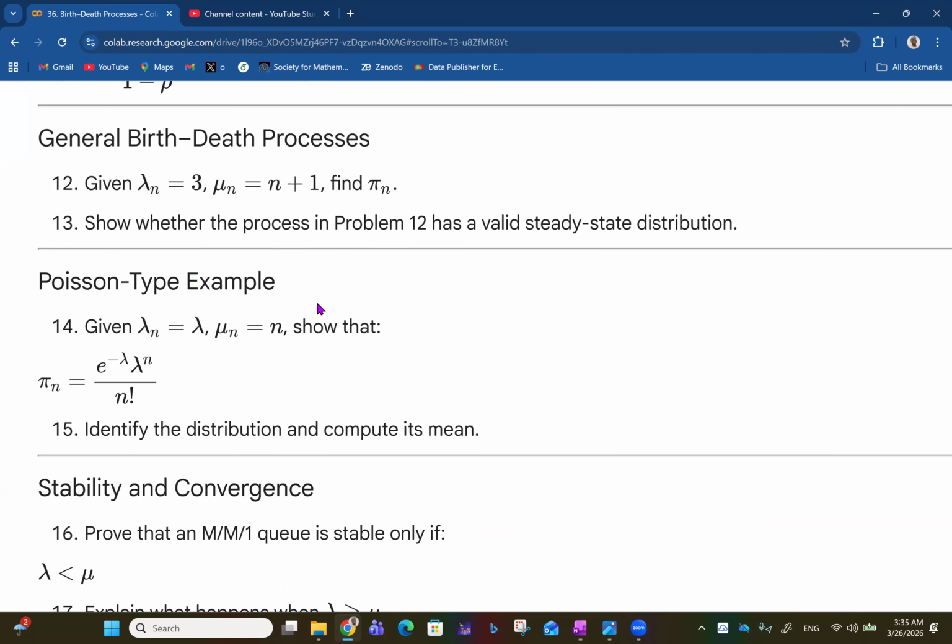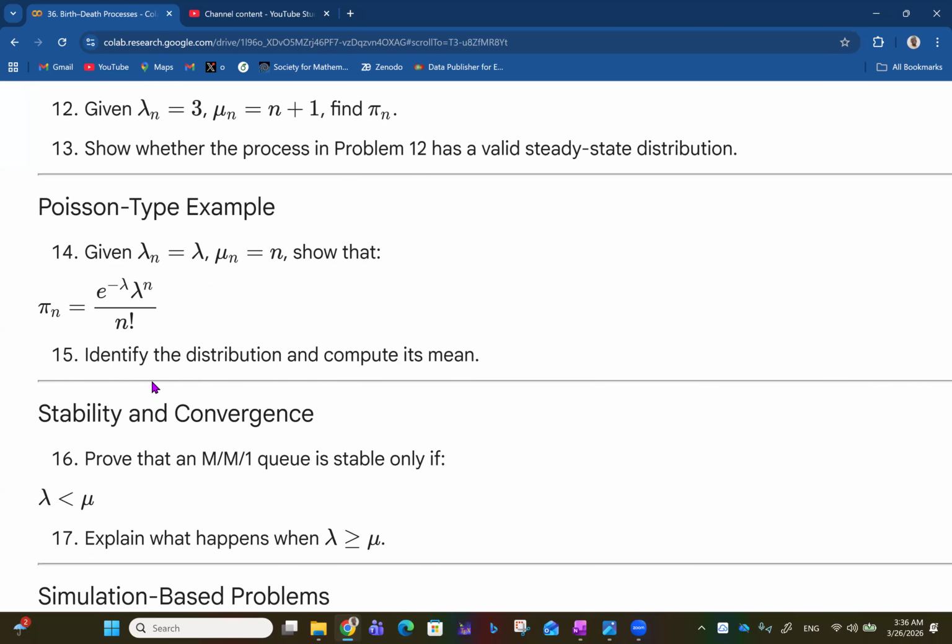And then you have a Poisson type example. Given lambda n is lambda, mu n is mu times n. Show that pi n is all of this, which is Poisson, right? Then identify the distribution and compute its mean. The distribution is simply Poisson. And the mean is, of course, going to be this lambda over mu now.